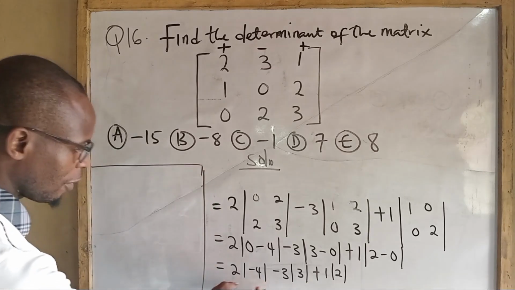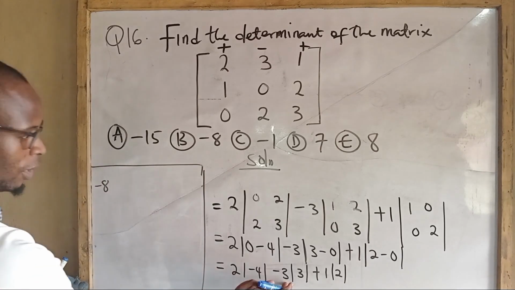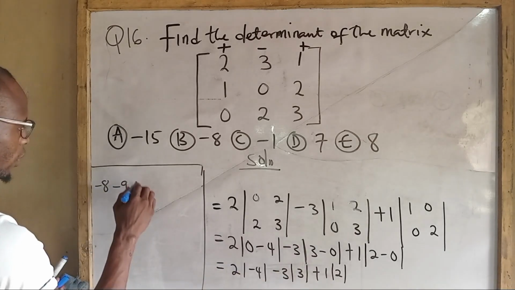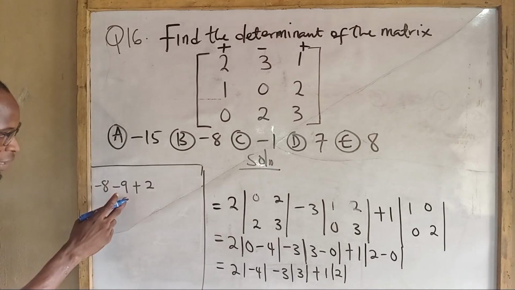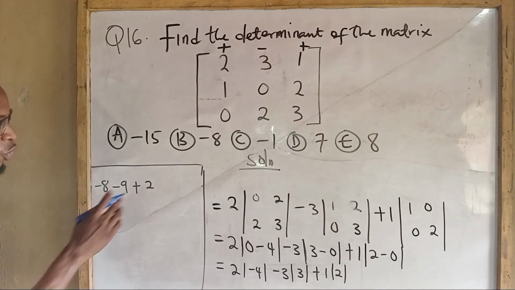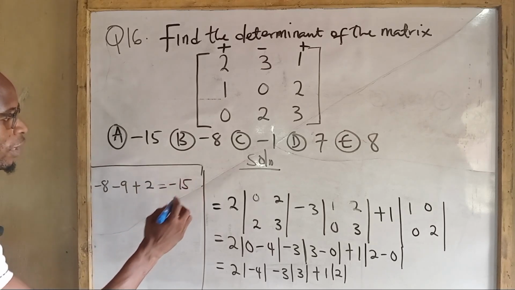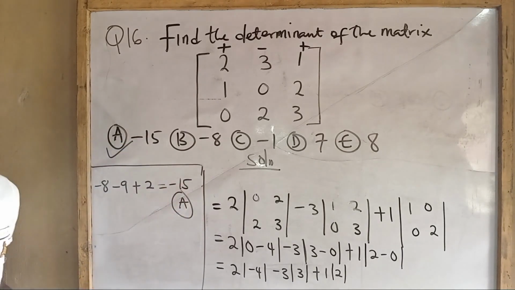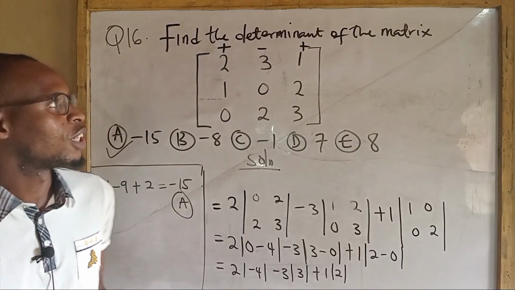So continuation of that. From what we have here, we can multiply 2 multiplied by minus 4 gives what? Minus 8. Minus 3 times 3 gives what? Minus 9. 1 times 2 gives what? That's plus 2. So minus 8 minus 9 will give you minus 17. So minus 17 plus 2 gives what? Minus 15. So our answer is minus 15. That's option A. That's how to evaluate the 3 by 3 matrix by getting the determinant of that matrix. So let's move to the next question.